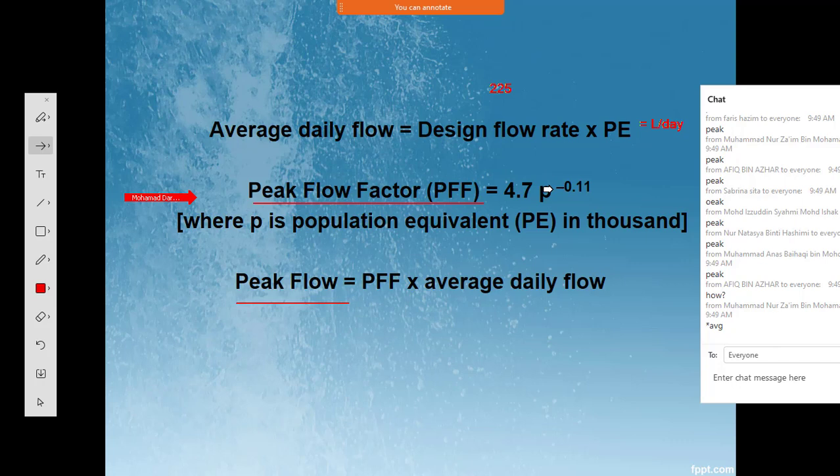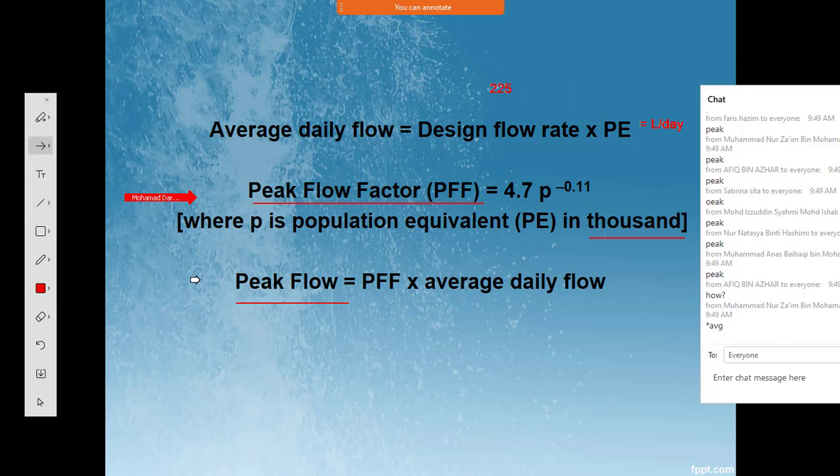Like for example, if I have 10,000 PE totally, okay, so I will substitute for the P here as 10, not 10,000, 10. If the total PE is 6,500, okay, so I will substitute as 6.5. Understand? Okay, so the P is in thousands. P in thousands, to the power of minus 0.11.